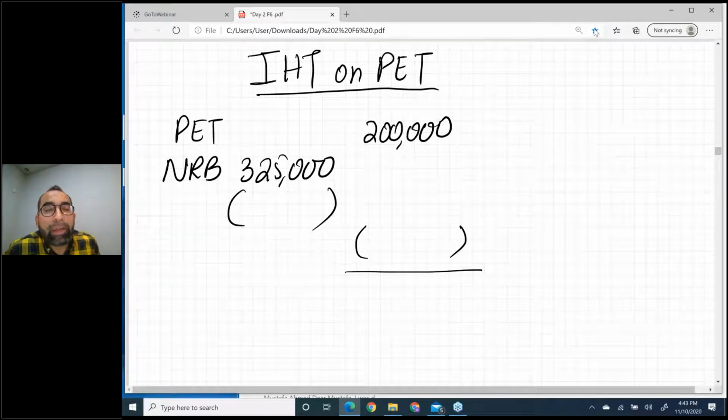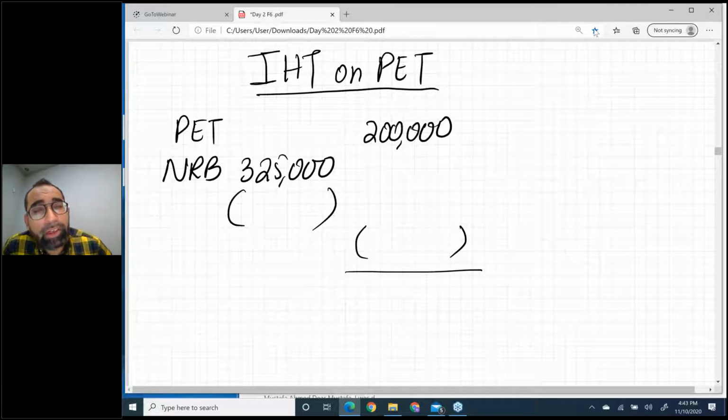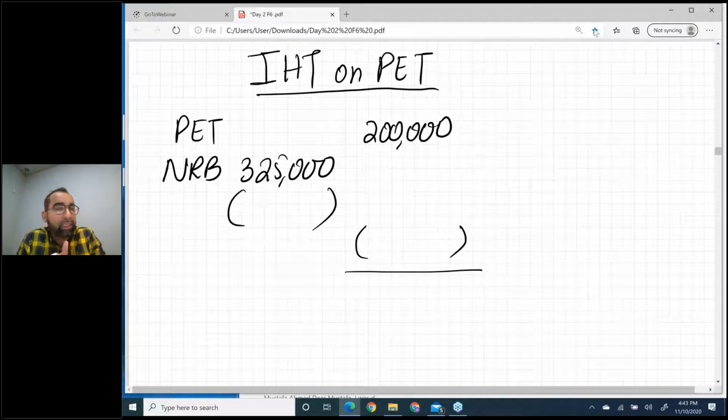Now, for NRB reduction, we never stay at the date of death. We stay at the date of gift. And what was the date of this gift? I think 1st August 18. You will stay at 1st August 18, and you see 7 years back.